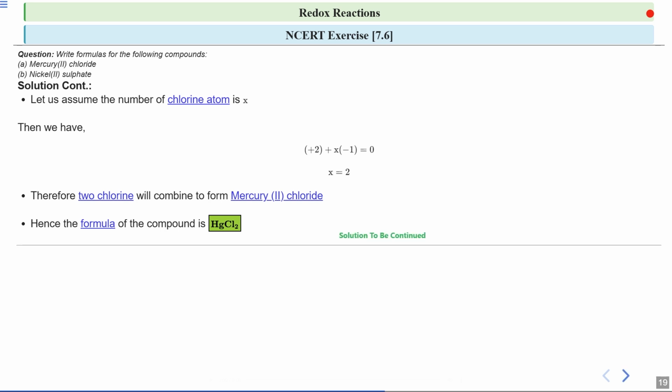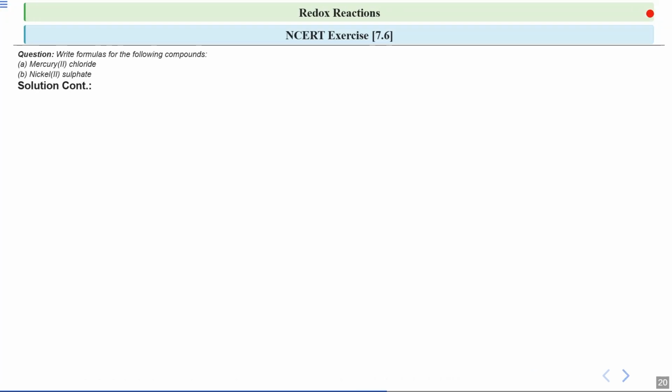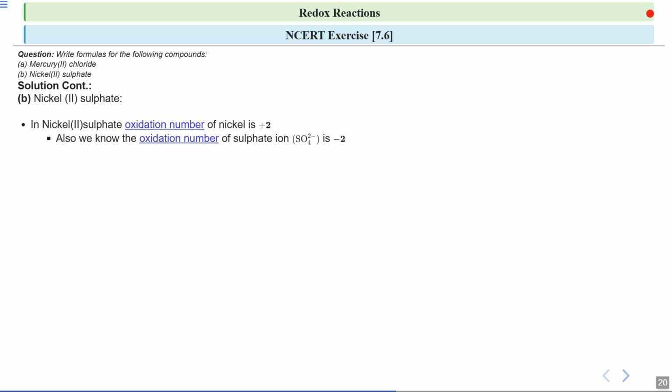Moving on to the next one. What is that? It is nickel(II) sulfate. So for nickel(II) sulfate, what can we say? Nickel will show a +2 oxidation state due to the Roman numeral 2 written against nickel in brackets. Then for sulfate, the charge is 2-, and it is very clear from our previous discussion that for charged species, the oxidation state is always equal to its charge. The sulfate will get a -2 oxidation state.